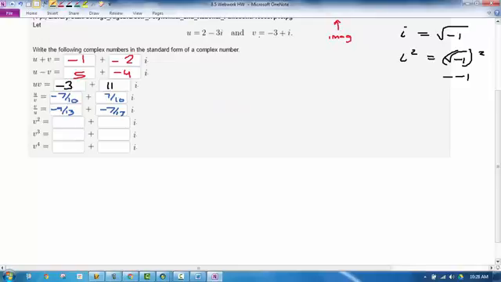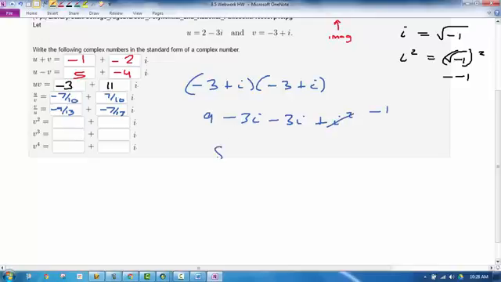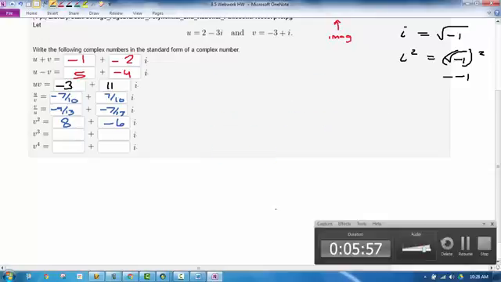Okay, the next one, v squared. Now I'm going to do v squared regular. So I'm going to take negative 3 plus i, and I'm going to do times negative 3 plus i, because that's v times v. That's v squared. So you get negative 3 times negative 3, which is positive 9, negative 3i, and i squared. That turns into negative 1, so this would be 8 if you add 9 and negative 1, minus 6i, so this would be 8, and this would be negative 6.